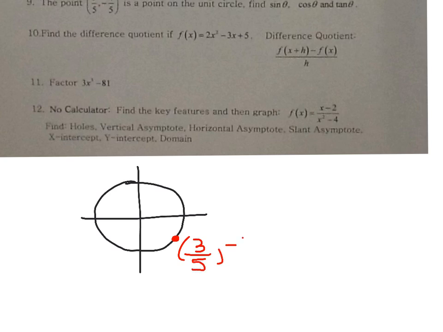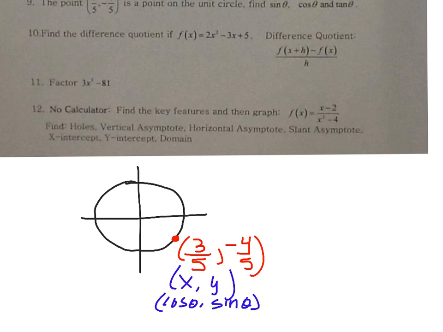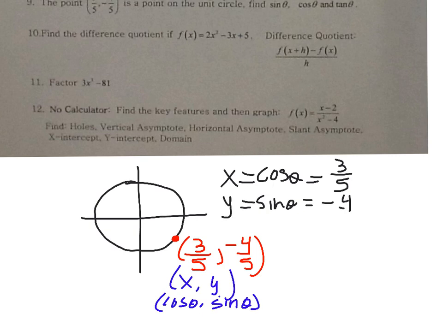Sorry, it's a positive x and a negative y. When you have a point on the unit circle, remember this is xy, but the point on the unit circle is cosine theta, comma, sine theta. So remember, cosine is your x, sine is your y. So cosine theta, which is your x, is equal to 3/5. Sine theta, which is your y value, would be negative 4/5.